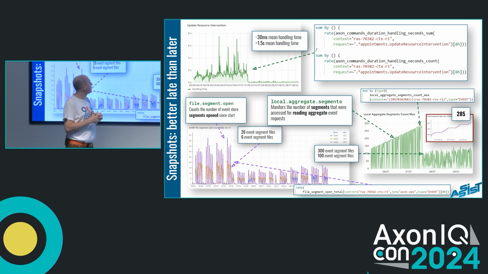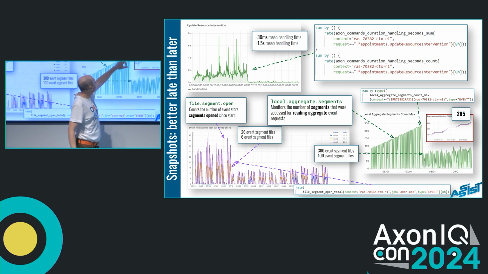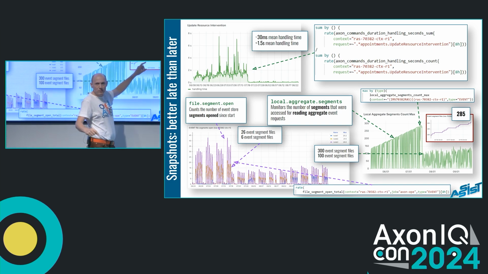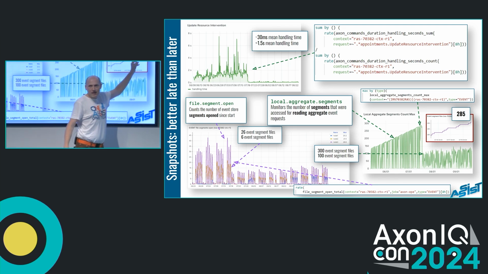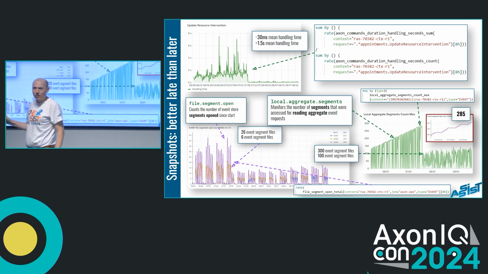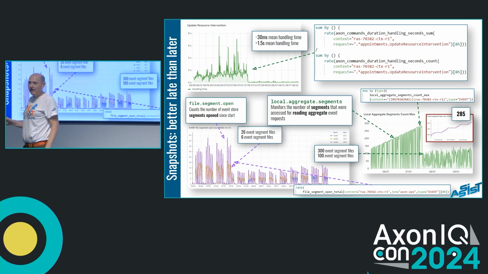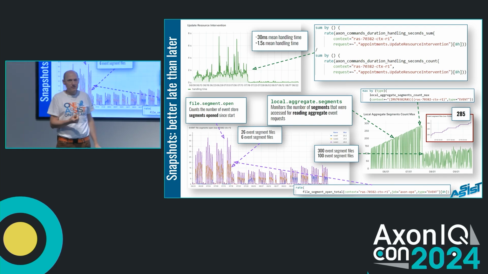It's not really documented, but never mind. It monitors the number of segments that were accessed when reading aggregate events, or feeding aggregate events, I believe. And interestingly, for this context, here is something like 285. If you remember the previous graph, this was the same number of segments that we had in the context. So actually, it was reading all the segments.